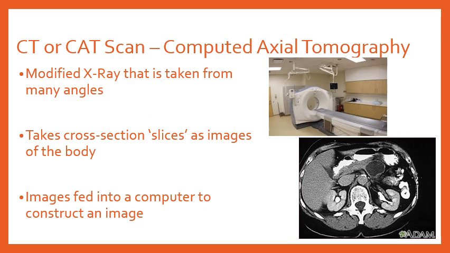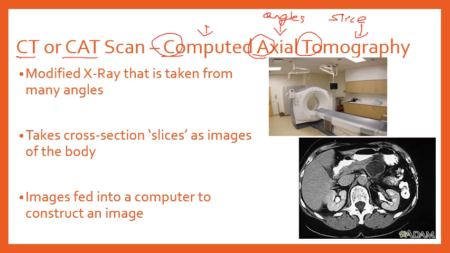Now, something else we can do is what is called a CT, sometimes also called a CAT scan, and it is computed axial tomography, which is a fancy way of saying it uses a computer to take images from lots of angles and get a slice, a picture all the way through of what your body looks like.